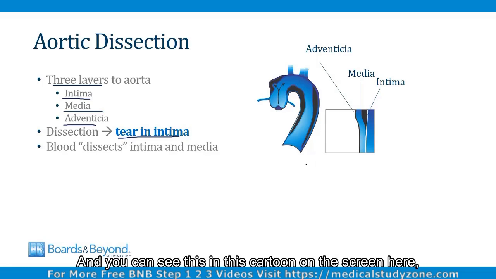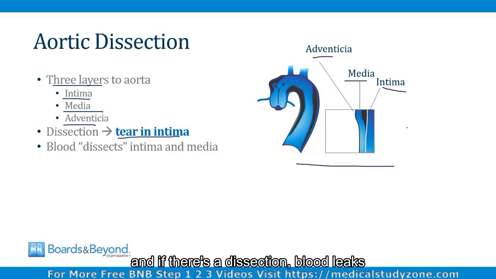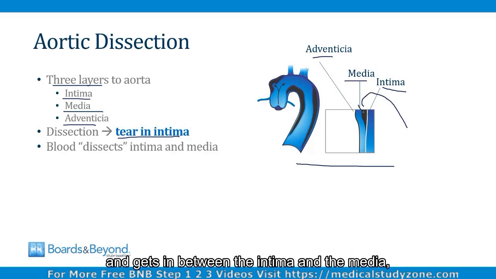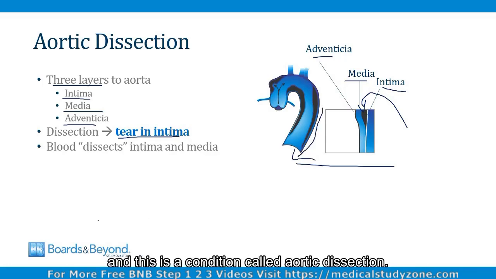And you can see this in this cartoon on the screen here. We've got the intima, the media, and the adventitia. And if there's a dissection, blood leaks and gets in between the intima and the media, and that can begin to propagate and move down the aorta. And this is a condition called aortic dissection.